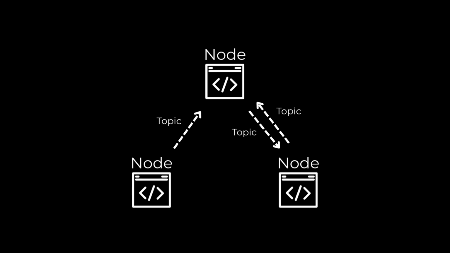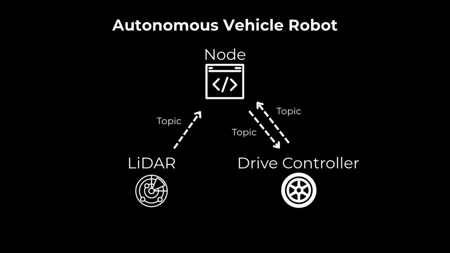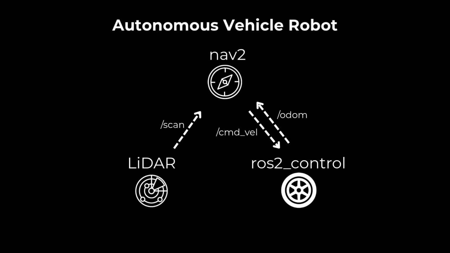Let's think of an autonomous vehicle robot. In a vehicle robot, we might have nodes like a LiDAR sensor, a drive controller, and the navigation node. The information published to these topics could be LiDAR scan data, odometry, or command velocities. And with ROS, you don't have to reinvent the wheel. There's already packages that can do these functions. In this example, we can use nav2 and ROS2 control.